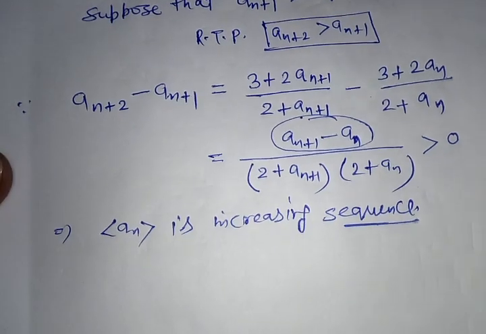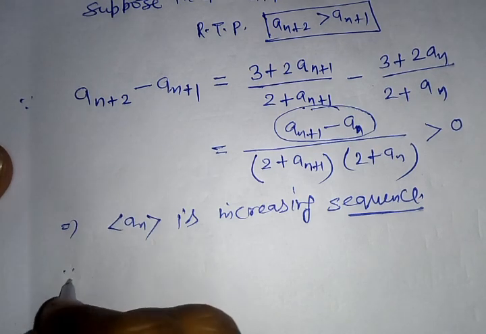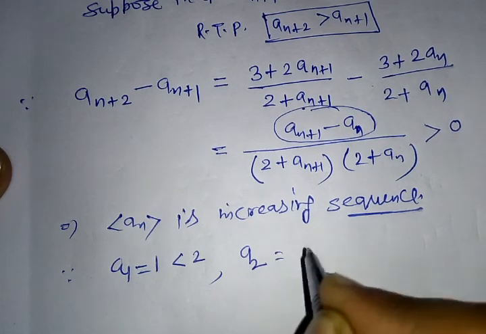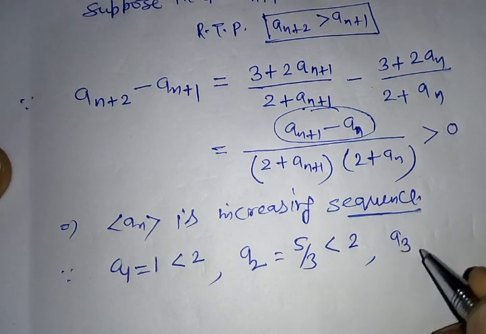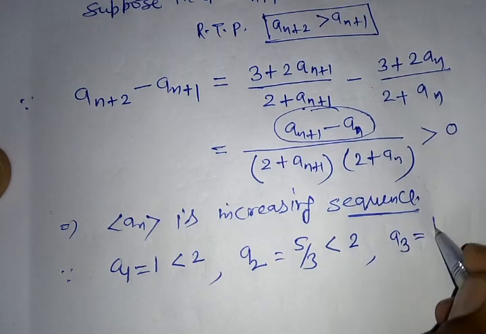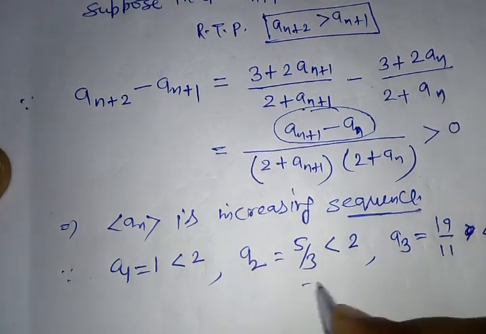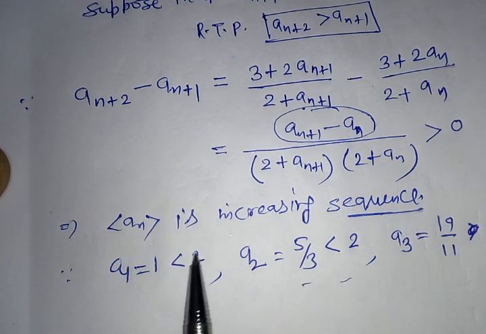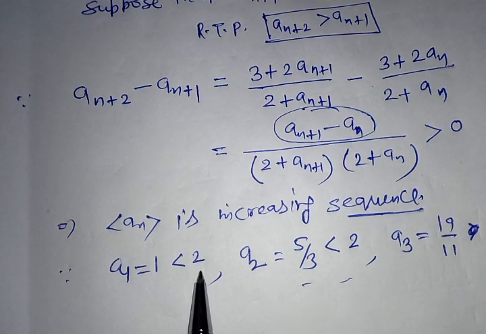Okay. Further, since a1 equal to 1, which is less than 2, a2 equal to 5 by 3, which is less than 2, a3 equal to 19 upon 11, which is less than 2, and so on. So we can guess that every term of the sequence is going to be bounded above by the number 2, and we can prove it also.